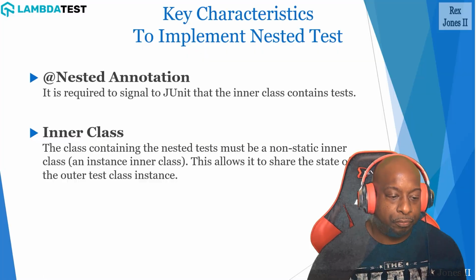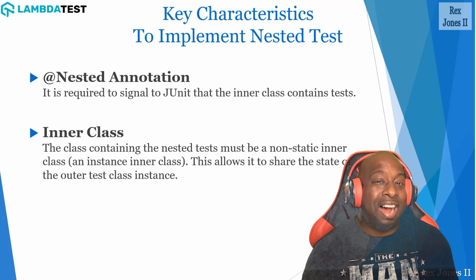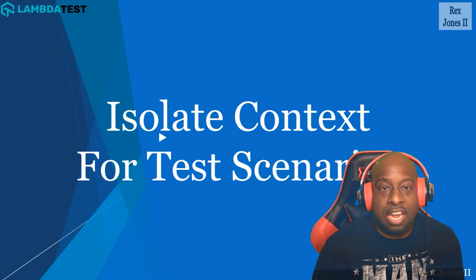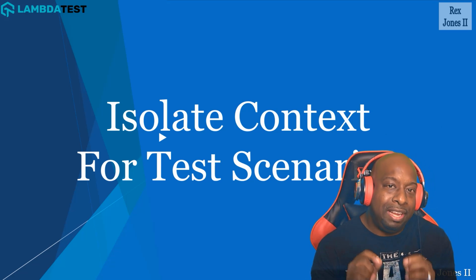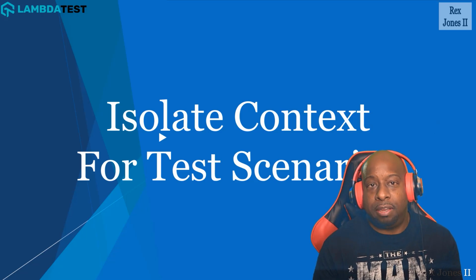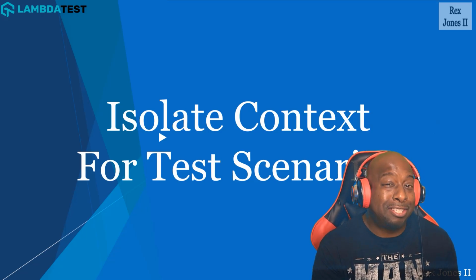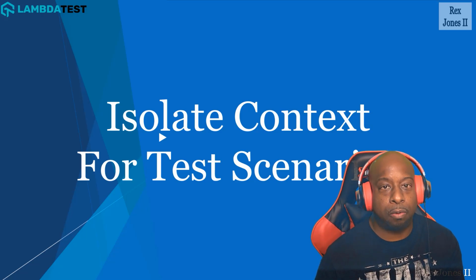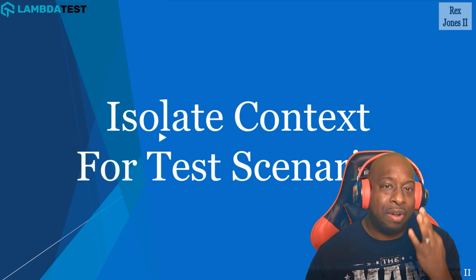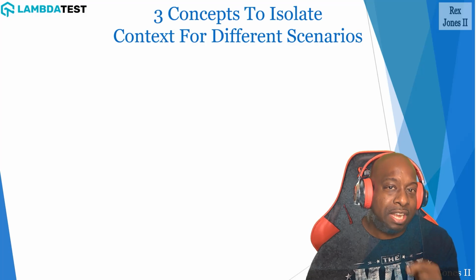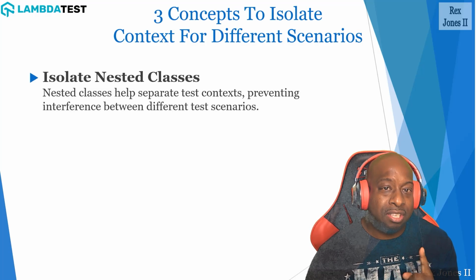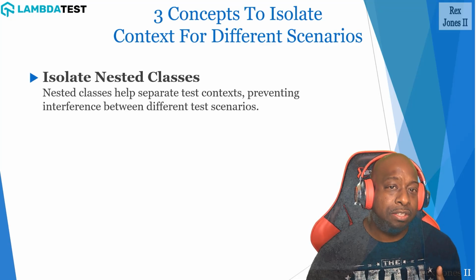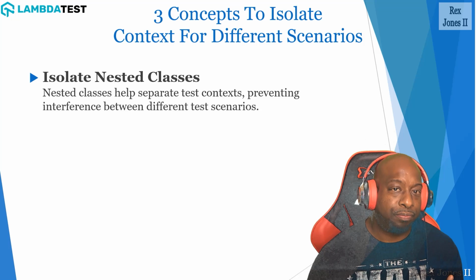Next is to isolate context for test scenarios. That means each test will run independently and will not influence other test scenarios. This prevents a failing test from causing another test to fail. There are three concepts for isolating context for different test scenarios. First, you isolate the nested class. That was processed when implementing the first inner class and second inner class.